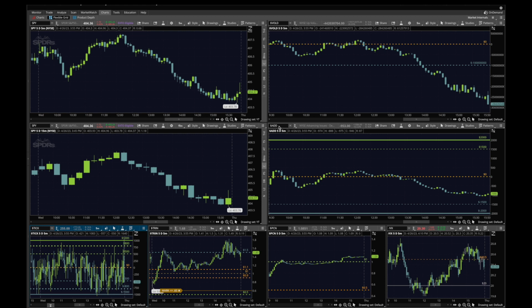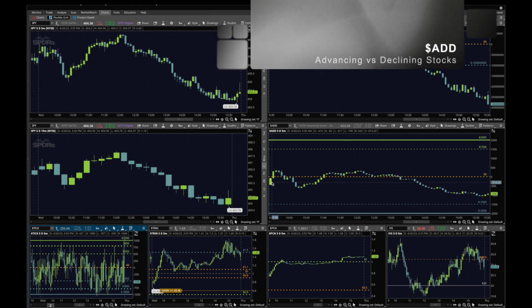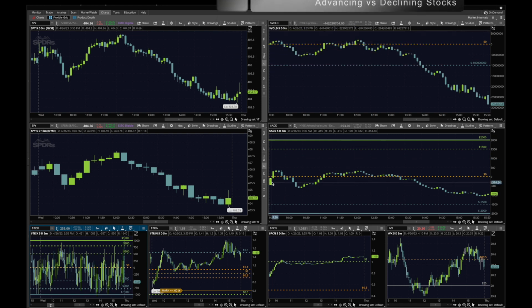We'll start with the momentum. So I think momentum probably means a couple different things depending on who you speak with. But for me, I like to know that I've got the wind in my sails. For the markets, that's going to be, what is the overall market doing, right? Is it advancing or is it declining? And that's what this first market internal tells you.